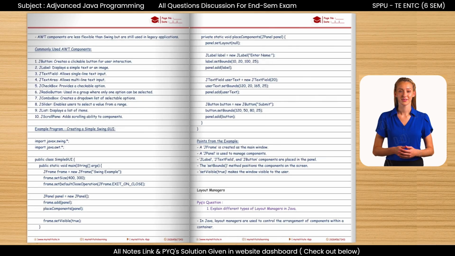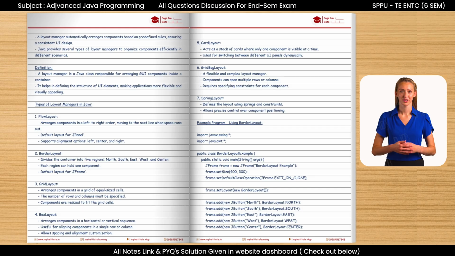Now let's move on to our next topic, which is different types of layout managers in Java. From this topic, we can expect the question like, explain different types of layout managers in Java. Layout managers control the placement and size of components inside a container. Java provides various layout managers, such as flow layout, border layout, grid layout, box layout, and card layout. Flow layout arranges components in a row. Border layout divides the container into 5 regions, north, south, east, west, and center, and grid layout arranges components in rows and columns, just like a table.